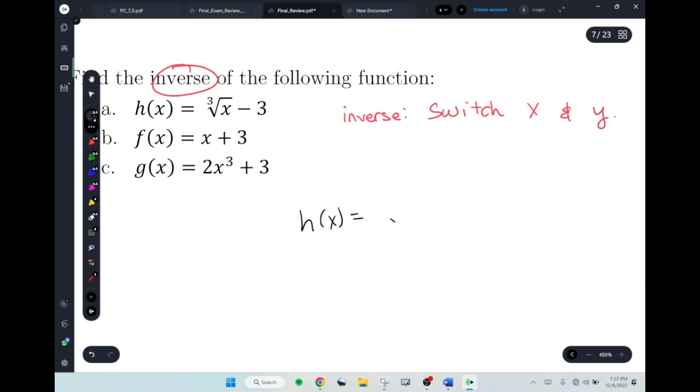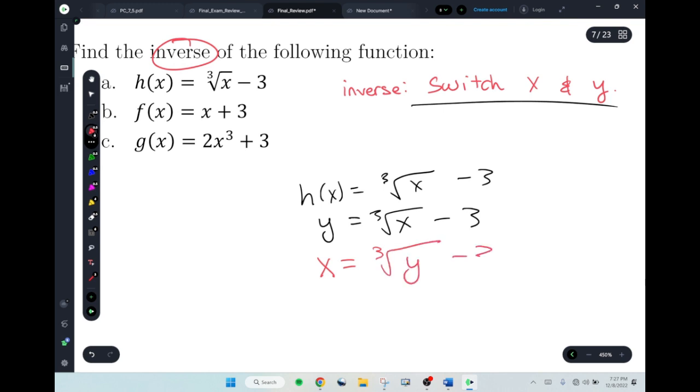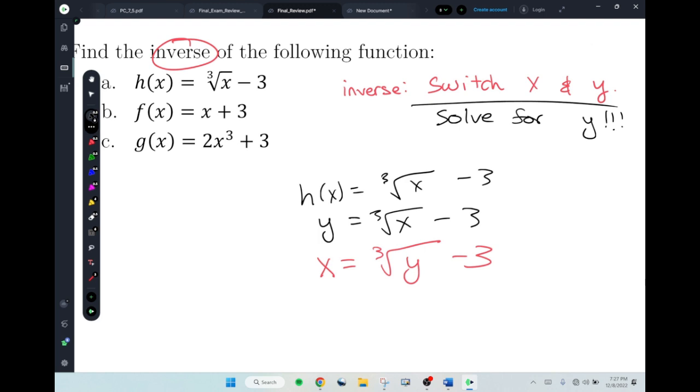h of x equals the cube root of 3x minus 3. y equals the cube root of 3x minus 3. Switch x and y. x equals the cube root of 3y minus 3. Now you know what we've got to do? Solve for y, just like normal. Get y by itself, just like when we're doing lines all the time, those linear equations. Get y by itself.